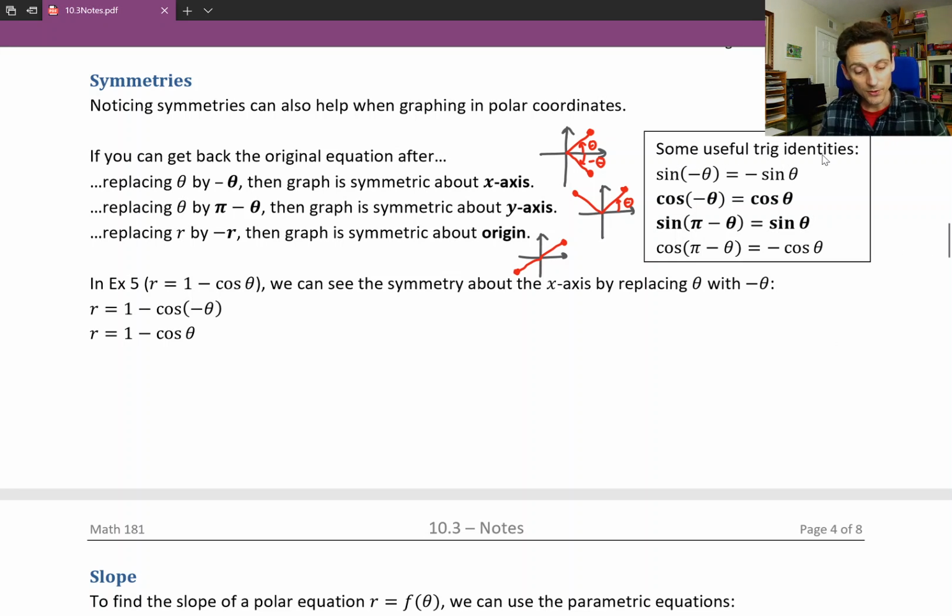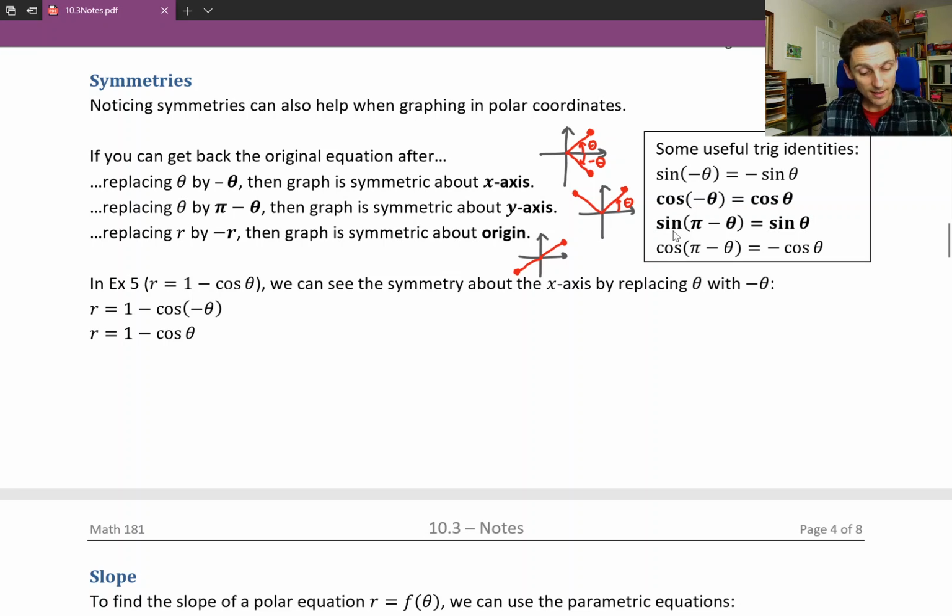Now, some useful trig identities that can help you when you're trying to figure out whether your polar equation has any symmetries: cosine of negative theta equals cosine theta. In other words, cosine is even, so it eats the negative in front of the theta. That can help you because it says that it doesn't matter if you plug in theta or negative theta, you still get the same thing for cosine. So cosines will often have these symmetries about the x-axis.